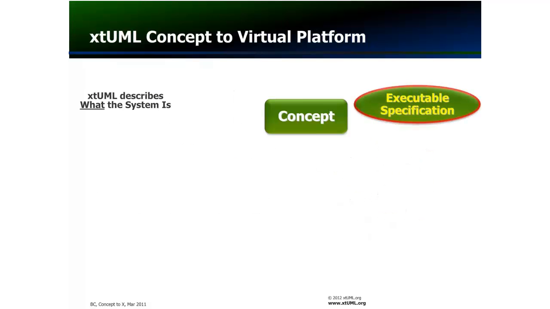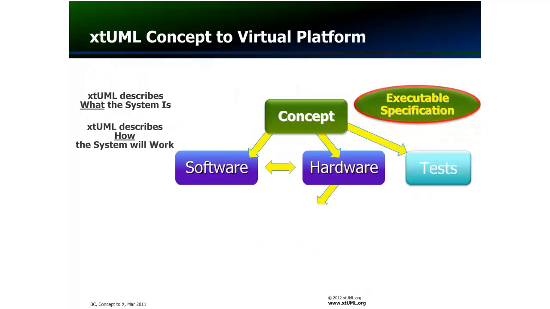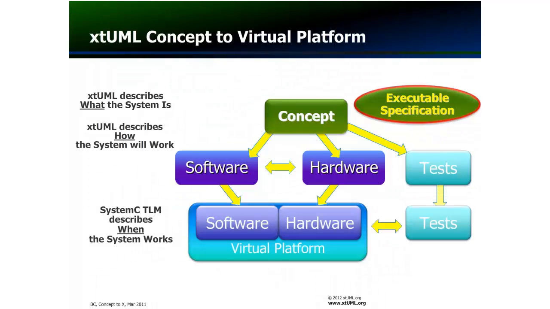In the xtUML context, the path to an executable specification and eventually a virtual platform starts with a concept. To describe this concept, an xtUML model is used to document what the system does, and by taking advantage of the executable nature of xtUML, this concept model also acts as an initial executable specification. The specification is then passed to the software, hardware, and test engineering teams for implementation.